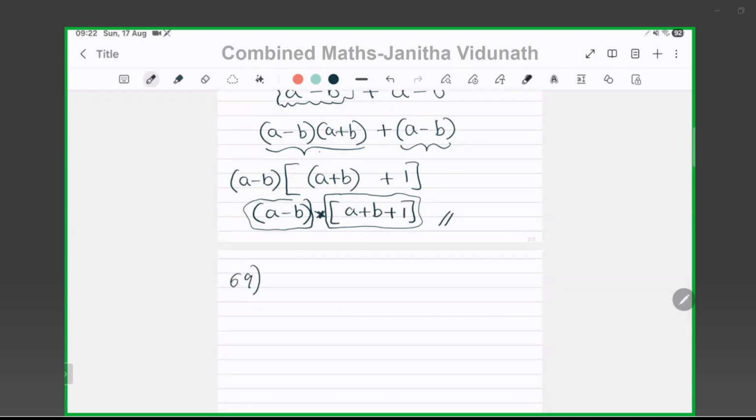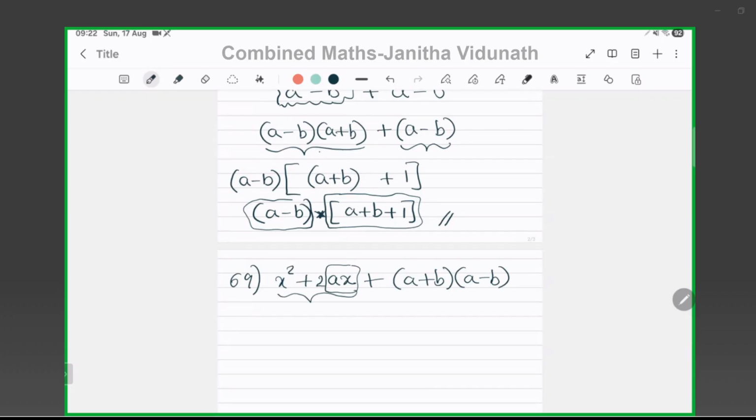Now I will solve the 69th question. It is x square plus 2ax plus a plus b times a minus b. Okay. When we closely observe these two terms, here the x and a terms belong to one term.